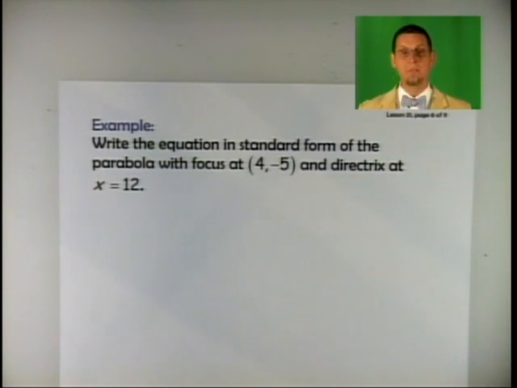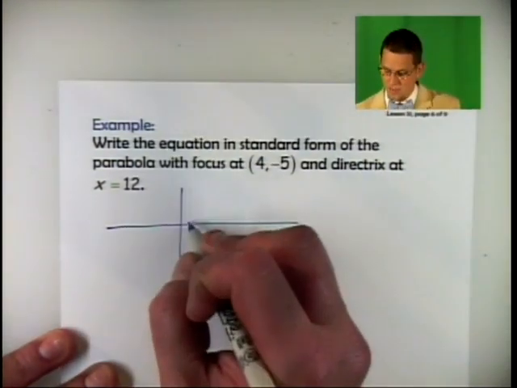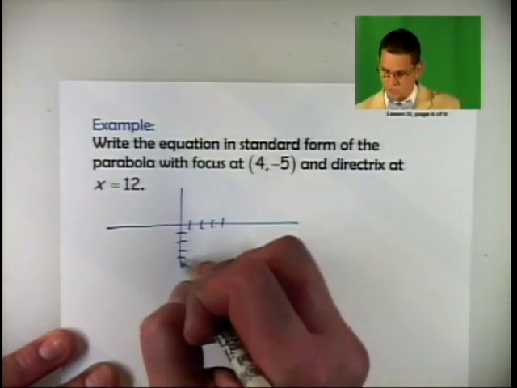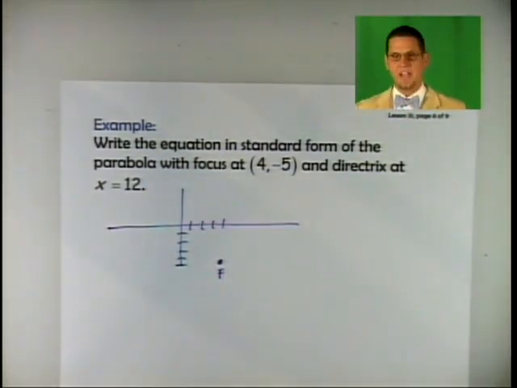Okay, we're kind of doing it by instrumentation only. We want to write the equation of the parabola in standard form, whose focus is at 4, negative 5, and the directrix is at x equals 12. Well, the first thing I want to do is see what it is I'm doing. So I'm going to graph this and plot the information. The focus is at 4, negative 5. 1, 2, 3, 4, 1, 2, 3, 4, 5. That's right there. I'm going to put a little f by it so that I remember it's the focus.